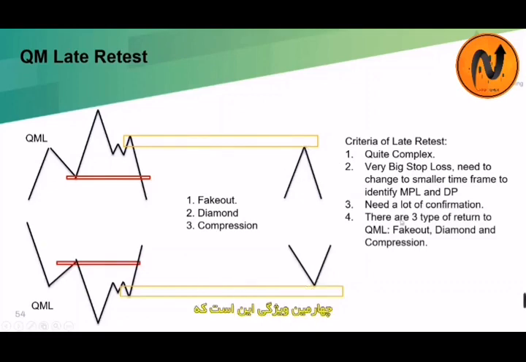So the fourth criteria over here is that there are three types of return, right? As we explained, it's a fake out, diamond, and compression. Later on, I'm going to show you the chart. Then you have a brief introduction about QM. Then we have the late, and then we have the quick retest. So this is another different type of QM. We talk about different kinds of QM.